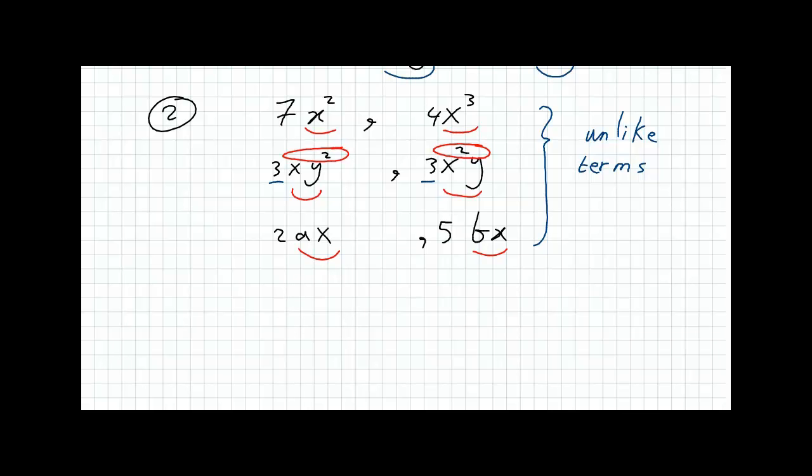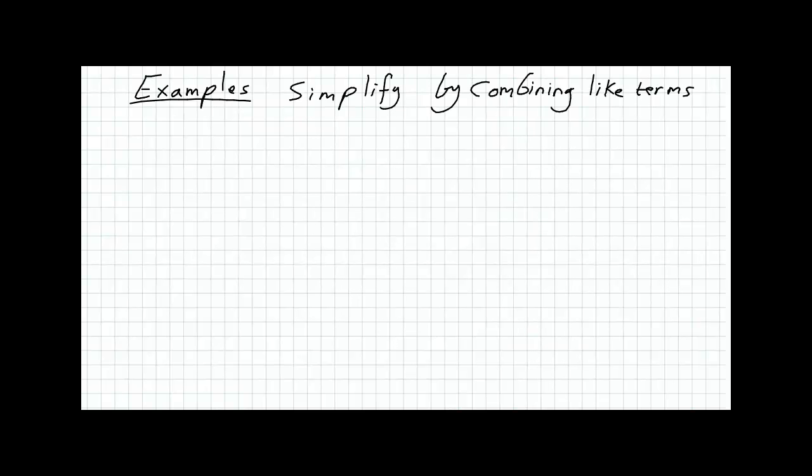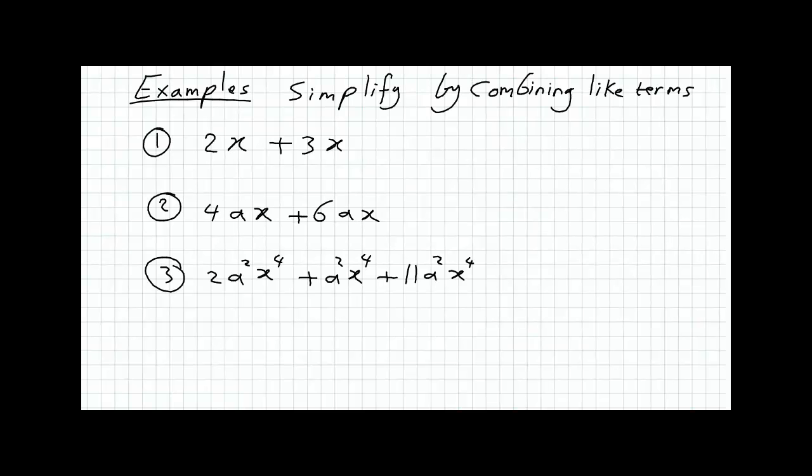Like terms can be added, as you saw before when we added apples to apples, bananas to bananas. So we can add x to x and y to y, or we can add like terms together. So let us continue to show you how to simplify any algebraic expression by combining like terms. Simplify by combining like terms. Looking at these 3 examples.